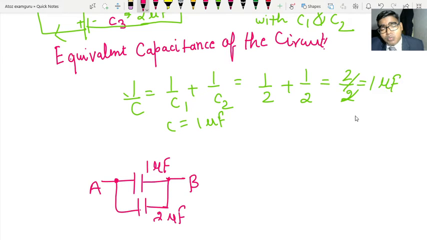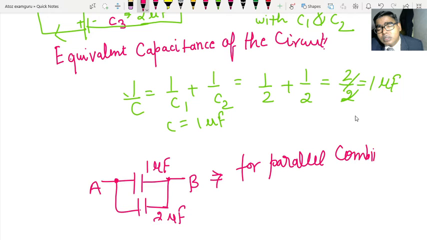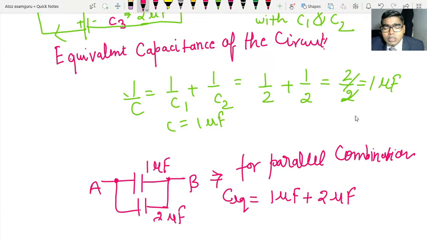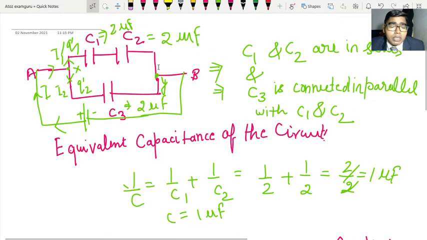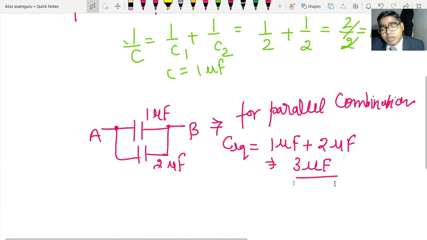For parallel combination, we know that we simply add. Then the equivalent capacitance C equivalent equals 1 microfarad plus 2 microfarad, which is 3 microfarad. So the total capacitance of this circuit is 3 microfarad.